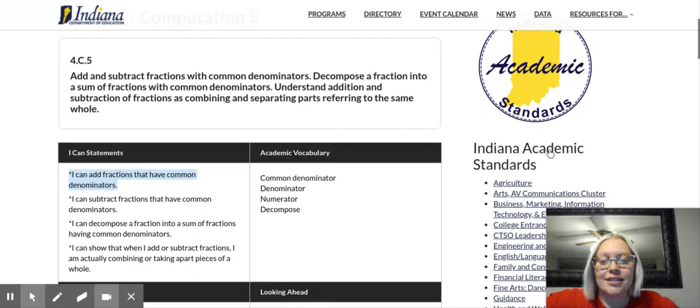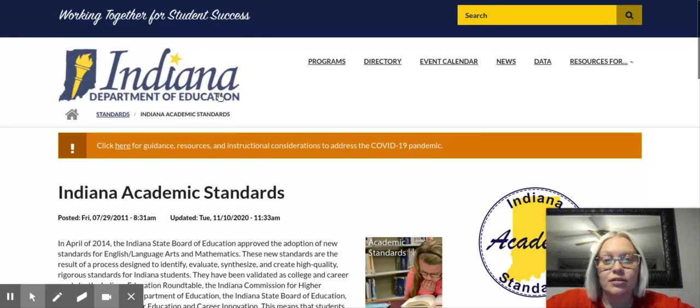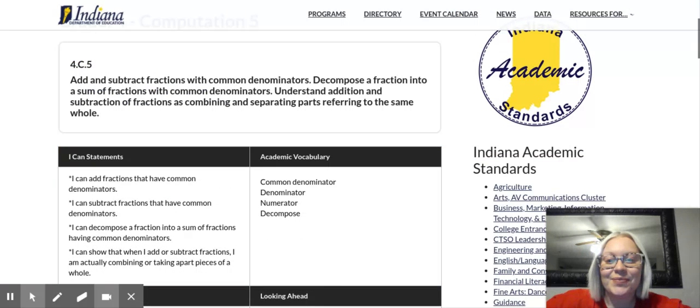Let's see. The standard that we are working on is right here, and it's called 4C5. The 4 stands for fourth grade, the C stands for computation, and the 5 is just the number of the standard. So none of that matters for you guys.